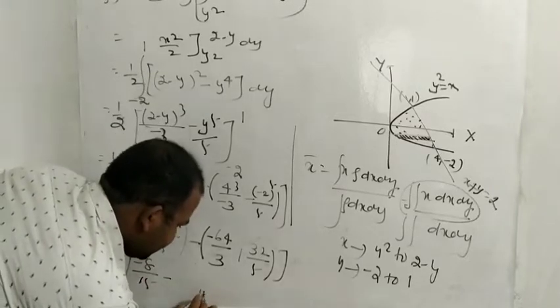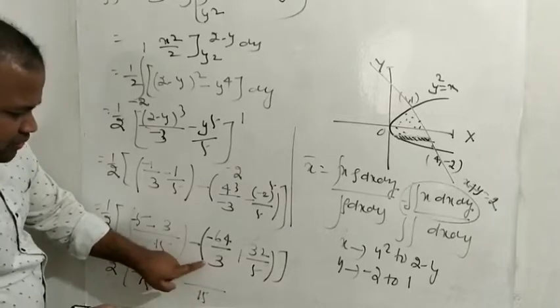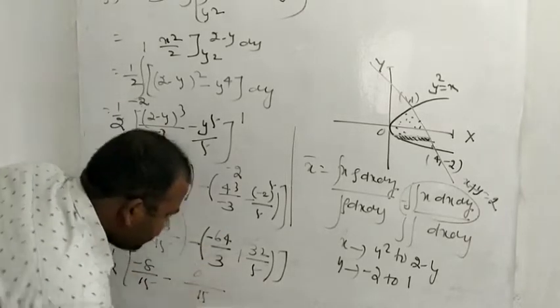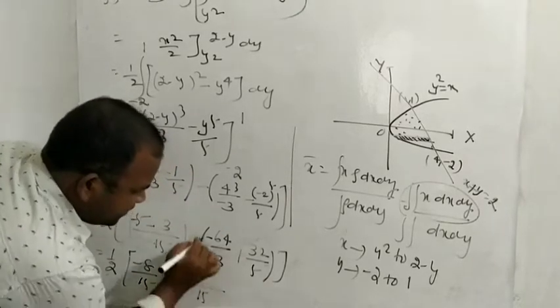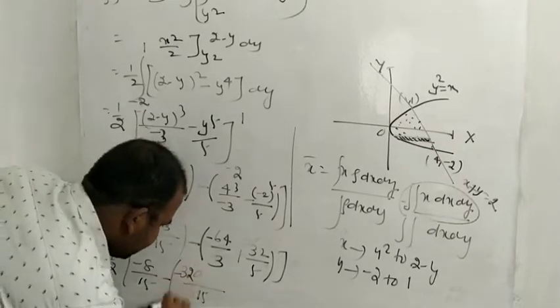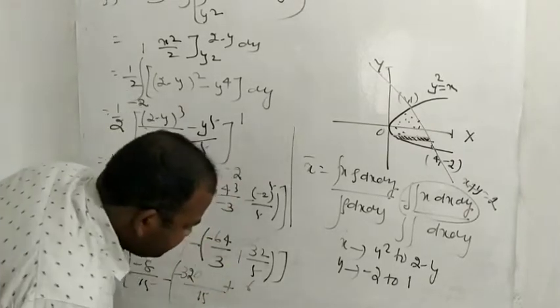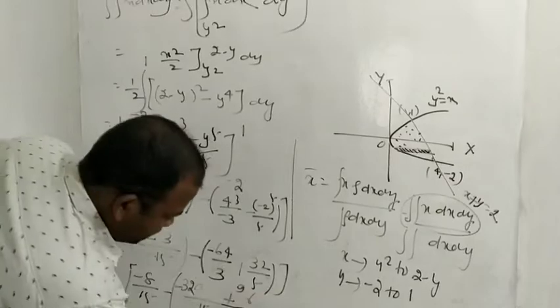LCM is 15. LCM is 15, what is it? 15 by 3, 5. 5 into 4, 20, and 5 6s are 30. This is minus 320 plus 3. 3 2s are 6, 3 3s are 9. So this is this one.